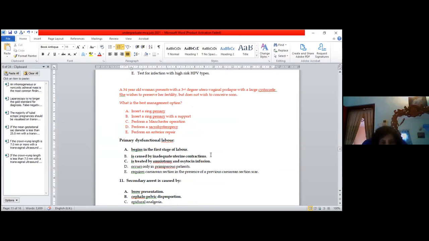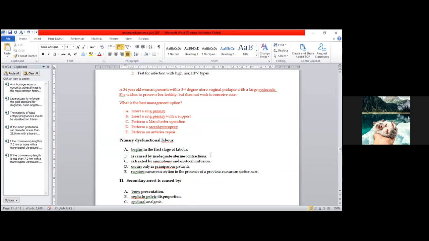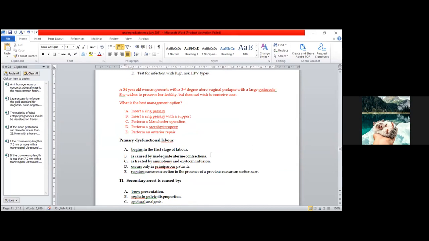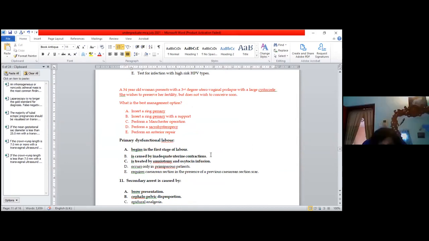Madam, when do we use a ring pessary with the support? When the pessary falls off, we can use it as support, right? Don't think about it. A ring pessary is enough.